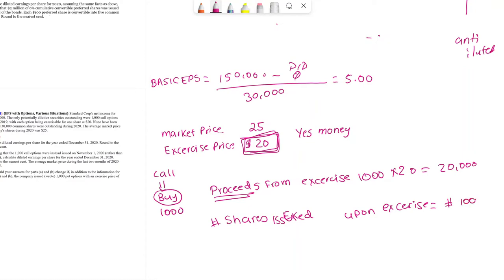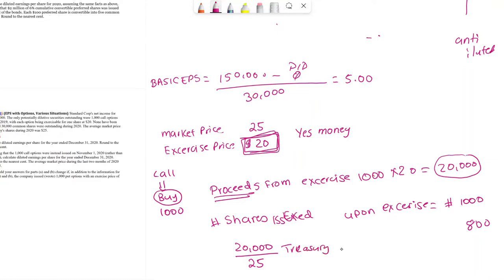If exercised, how many shares are we going to issue them? We're issuing them 1,000. Then you're going to use the treasury stock method, treasury shares purchased with proceeds. The proceeds were $20,000. We're going to take that $20,000 and purchase our own shares, divided by 25. In this case, that gives you 800 shares.